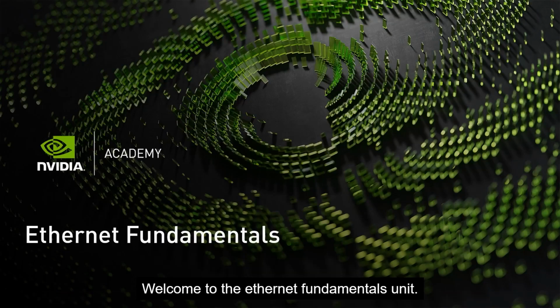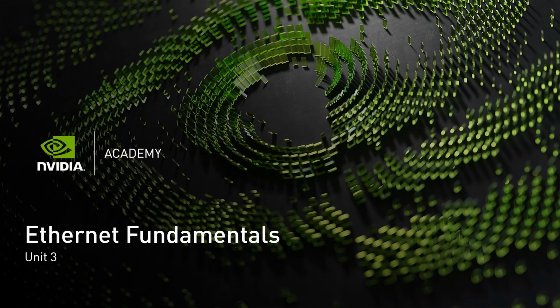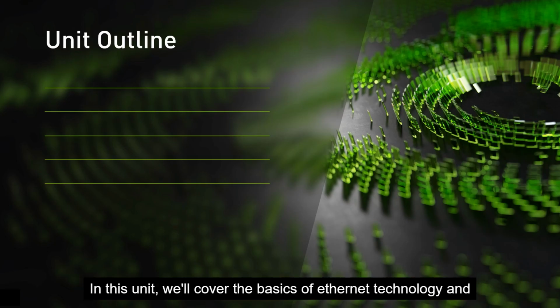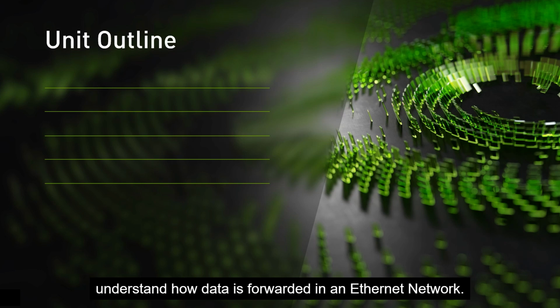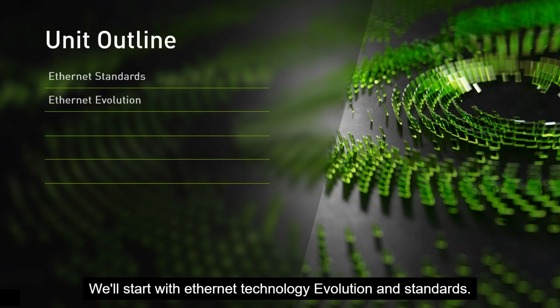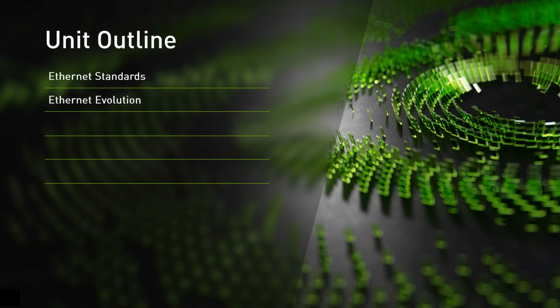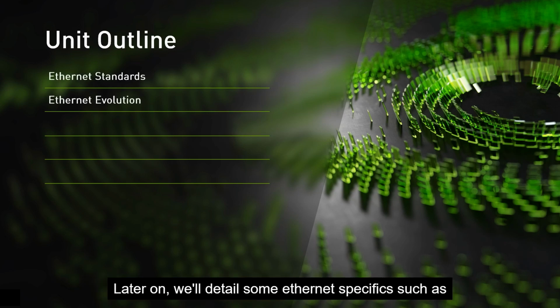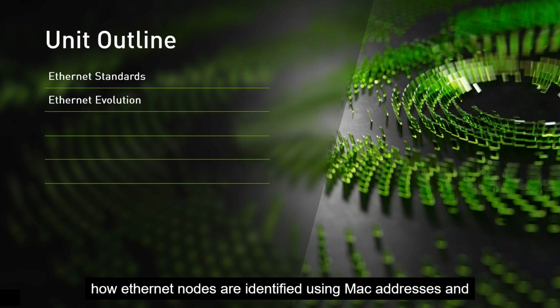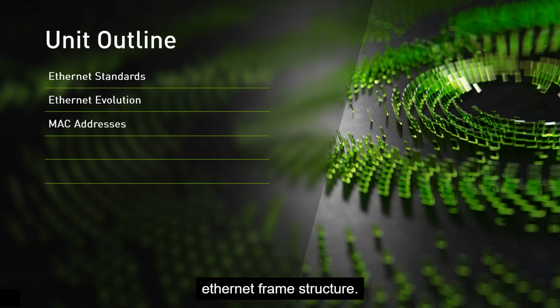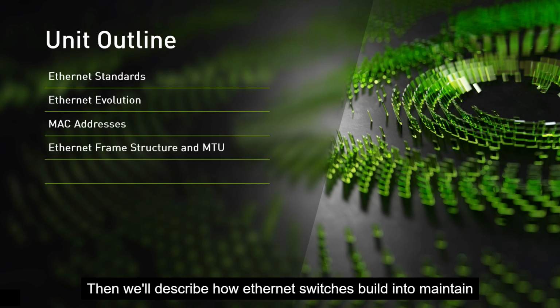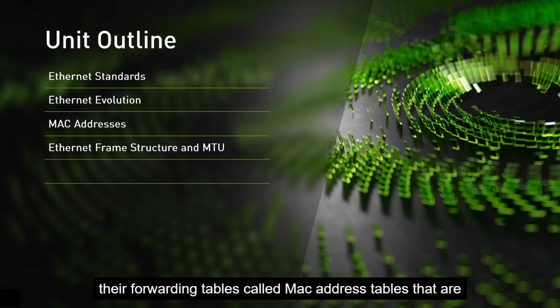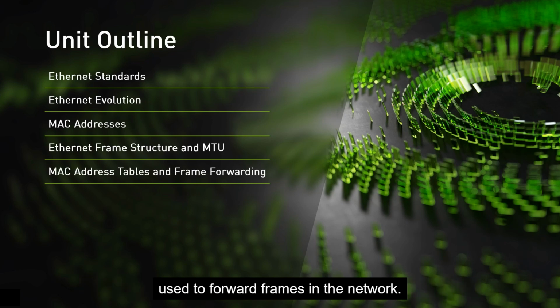Welcome to the Ethernet Fundamentals unit. In this unit, we'll cover the basics of Ethernet technology and understand how data is forwarded in an Ethernet network. We'll start with Ethernet technology evolution and standards. Later on, we'll detail some Ethernet specifics, such as how Ethernet nodes are identified using MAC addresses and Ethernet frame structure. Then, we'll describe how Ethernet switches build and maintain their forwarding tables called MAC address tables that are used to forward frames in the network.